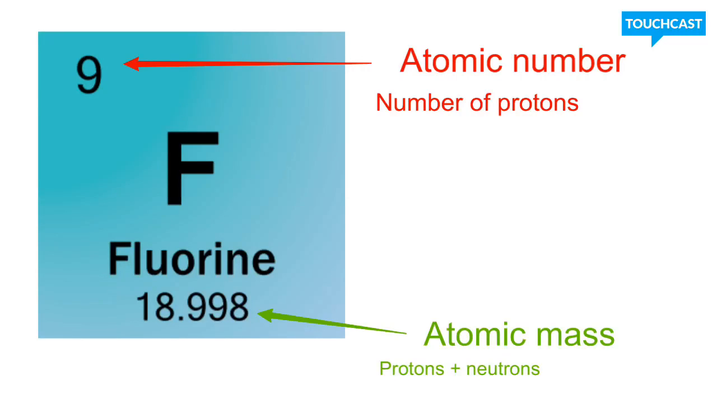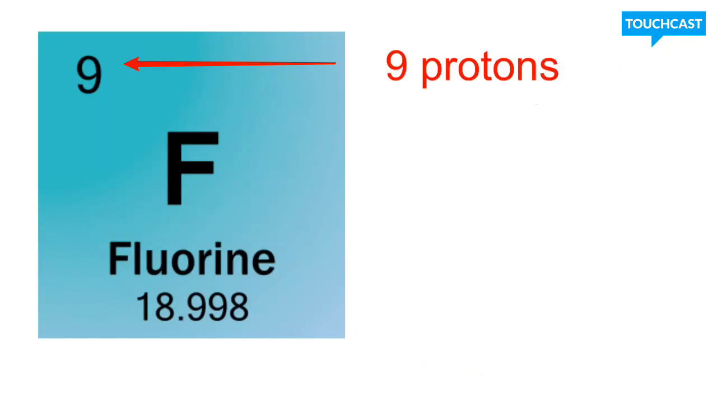Alright, now let's look how to find basically the electrons, protons, and neutrons of any element on the periodic table. Protons are really simple. You find the atomic number, and that is the number of protons. Now, neutrons are just a little bit more complex, but pretty simple once you know how to find them.